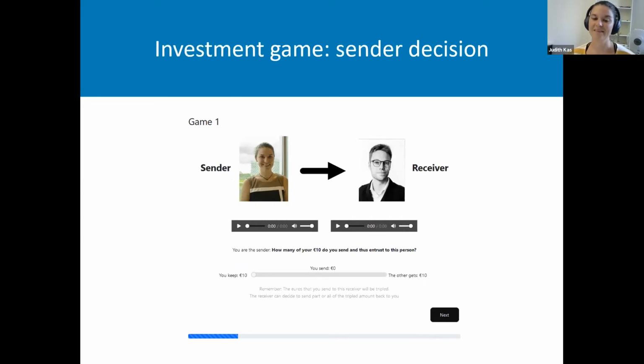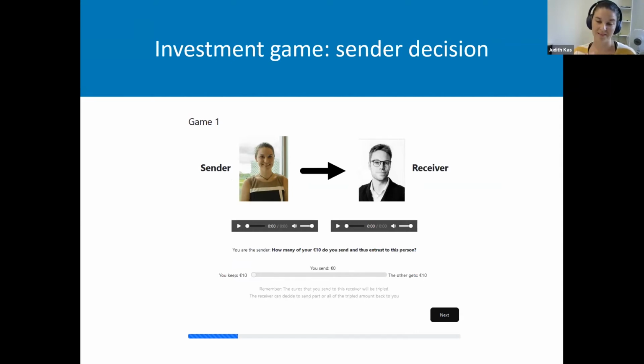In the study, we will not use anonymous games, but we will show information about senders and receivers. So in this example, I'm the sender, Merlin is the receiver, and we will show the participants the photos of their partners, and we also let them listen to a voice recording where they will say something like, I look forward to playing with you.